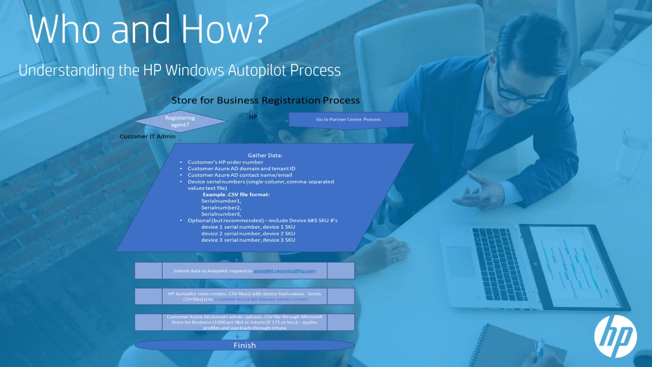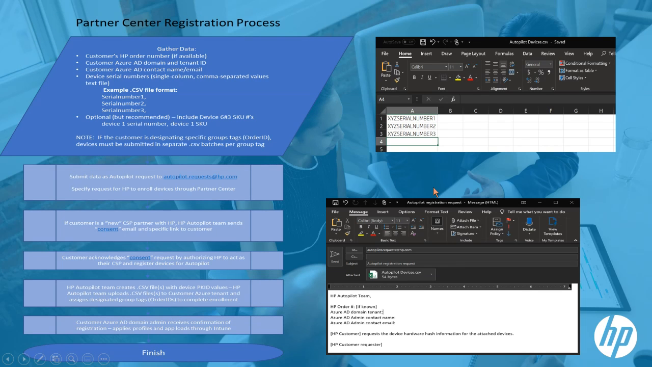As you know, we do need either the HP order number or the Azure Active Directory domain information as well. And once we have that, we know exactly who we can send these CSV files to so you can have them uploaded. But on the other side, if you'd like to have our team upload it for you, we're able to do that as well.